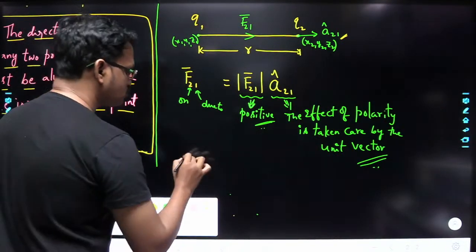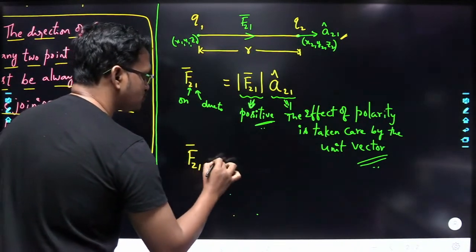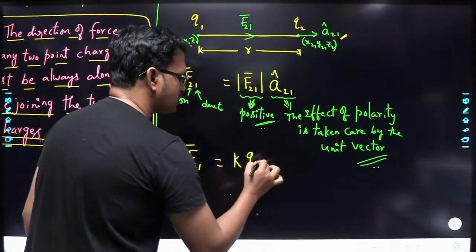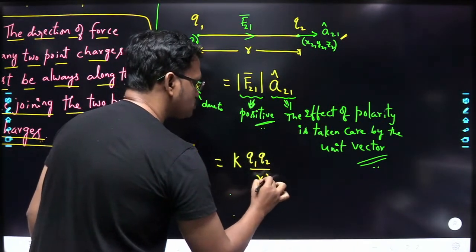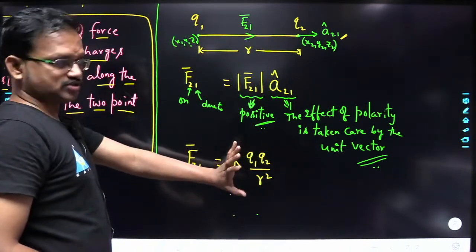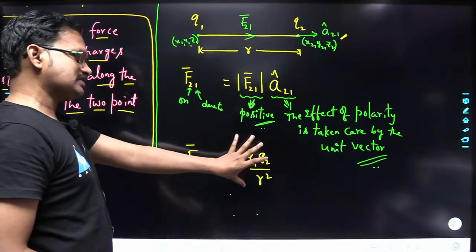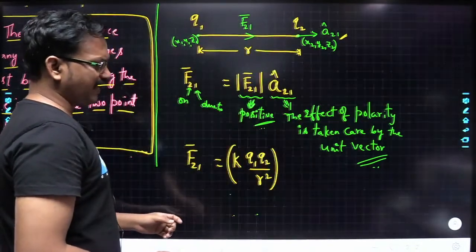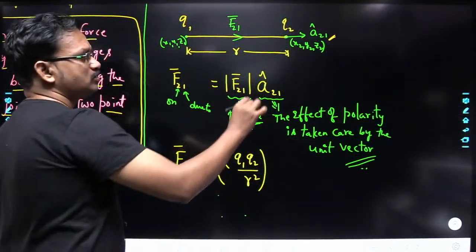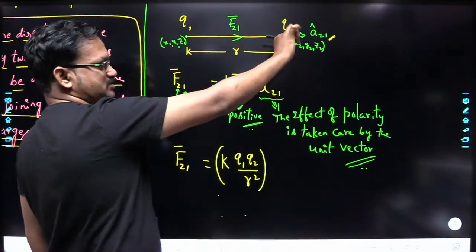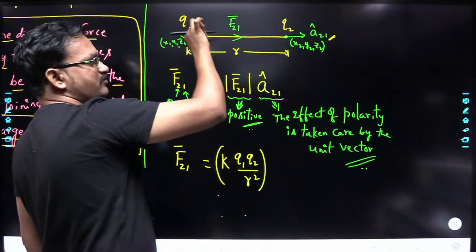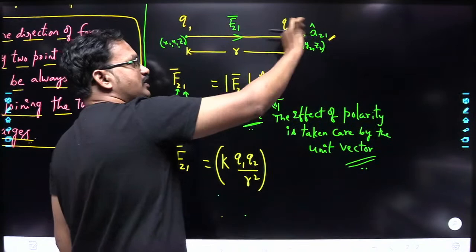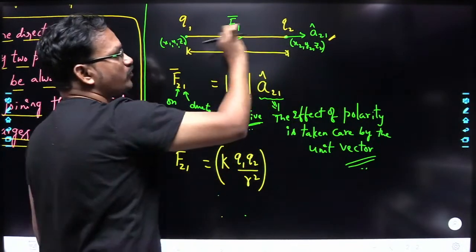It is very simple. The force on 2 due to 1 is equal to, write down the magnitude of force, that is K, the proportionality constant, into Q1 Q2 by R square. Always consider it as positive. Irrespective of the polarity, always consider this magnitude as positive. Next, you have to write the unit vector. Now, the unit vector is pointing in this direction, yes or no? The direction of the unit vector will always be along the force. It is going to experience the force in this direction, and hence the unit vector is pointing in this direction.